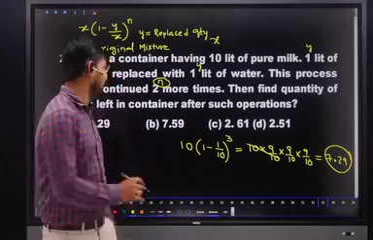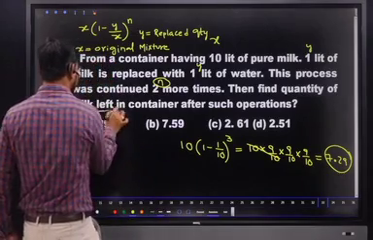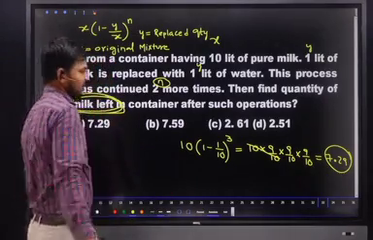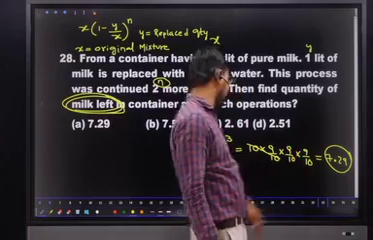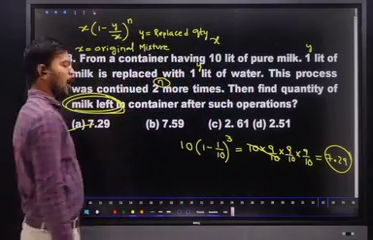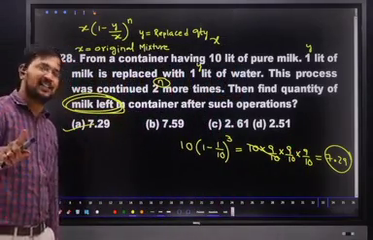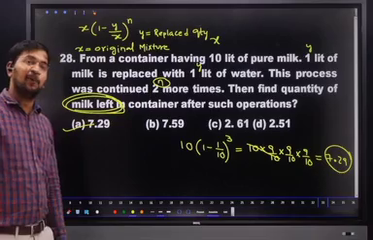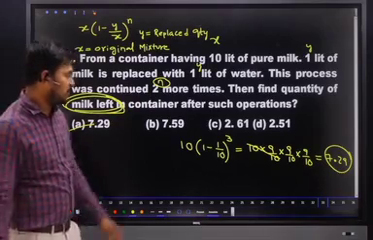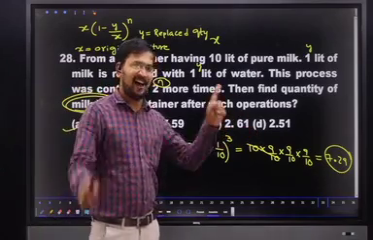But here they're asking, after such operations, milk left in the container. They're asking milk. Therefore milk is how much? 7.29. So your answer is 7.29. Option A is the right answer. If they ask, find the quantity of the water after 3 such operations, then your answer is 2.61. All of you clear?